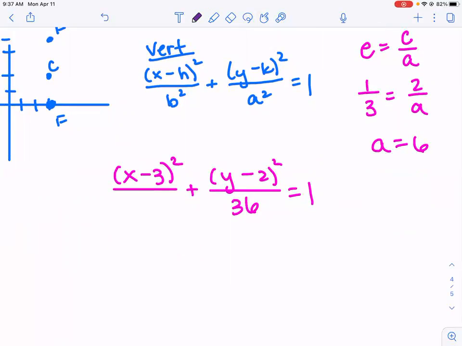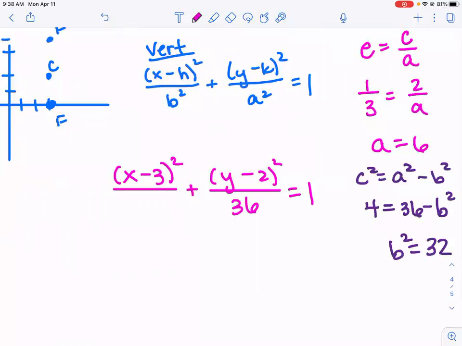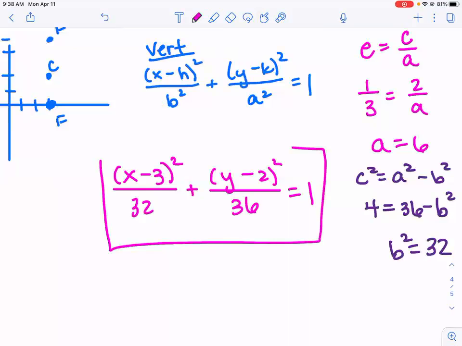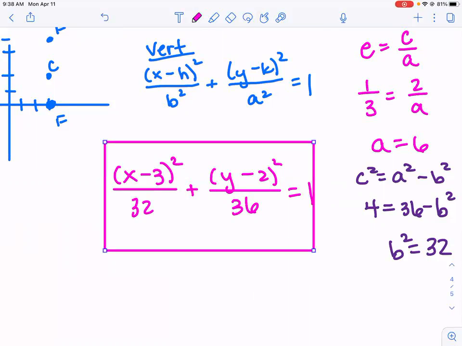Okay, we have C and A, right? So we know that C squared is A squared, and we have an ellipse, so it's minus. Okay, so C was 2, A was 6. What does that make B squared?